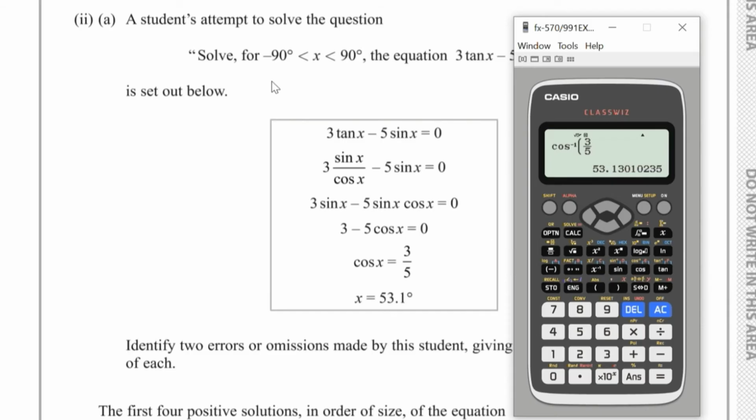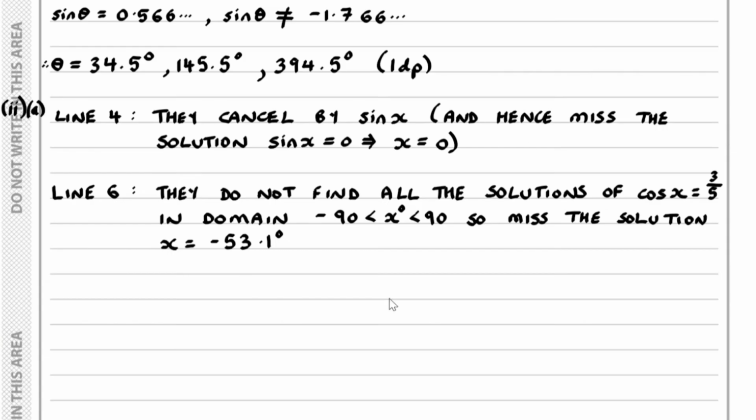But if we take a look at the domain, minus 90 to 90, we also have a solution of minus 53.1, and that's because of the symmetry of the graph. So let's write down the second mistake. They do not find all the solutions of cos x equals 3 over 5 in the domain minus 90 to 90, and so they missed the solution x equals minus 53.1.